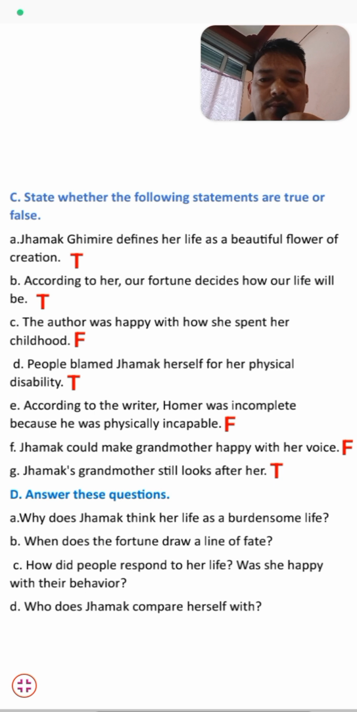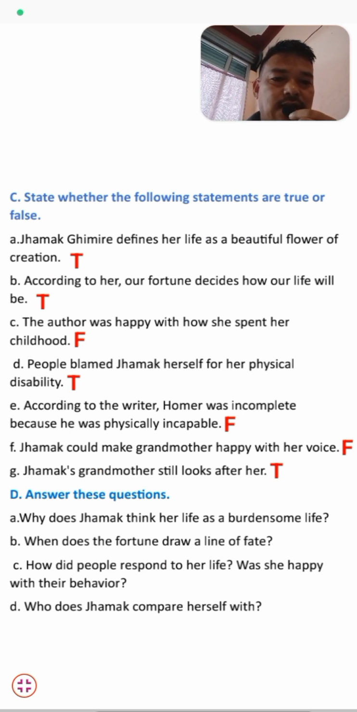And F: Jhamak could make her grandmother happy with her voice. No, it's false again. Last one: Jhamak's grandmother still looks after her. Yes, of course, it's a true statement. Jhamak Kumari's grandmother always used to look after her. So this is the true statement. That's all about your true and false.